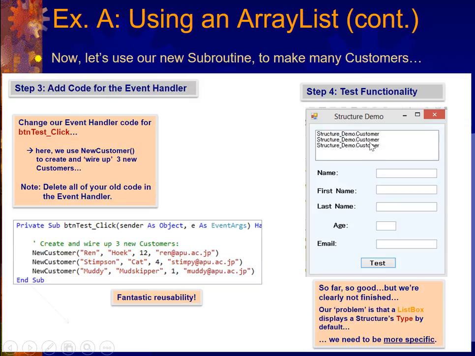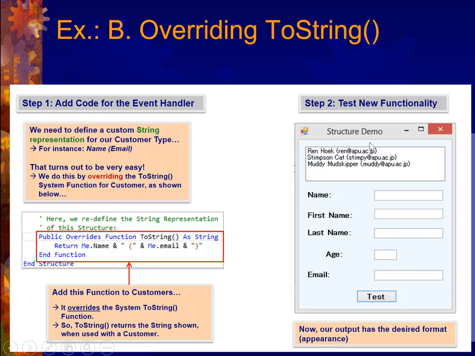So, if you want it to display in a particular way, you have to do something called overriding the toString method. And the way you do that is you declare a function, the toString method, and you put the overrides keyword there, because this already exists. So we want to override it. We want it to perform in a different way. So we have to use this signature up here at the top: public overrides function toString as string.